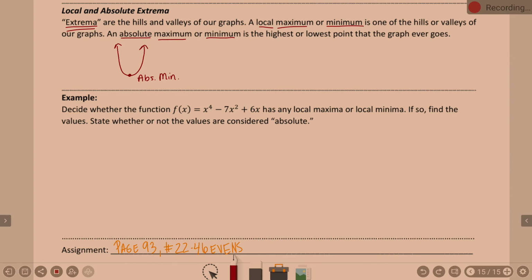So when I turn the parabola upside down, now what is my vertex? It's an absolute max, because my graph will never go higher than that point. Okay, you got that? Now, let me get fancy on you.